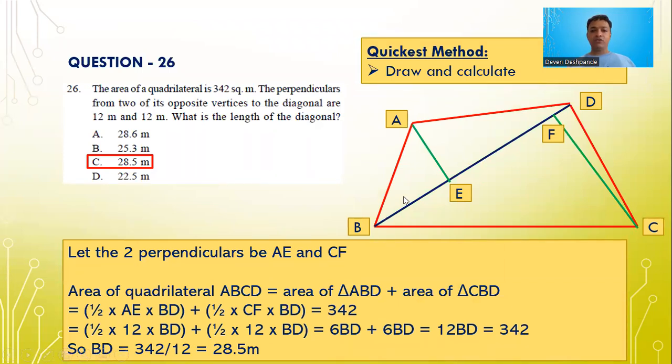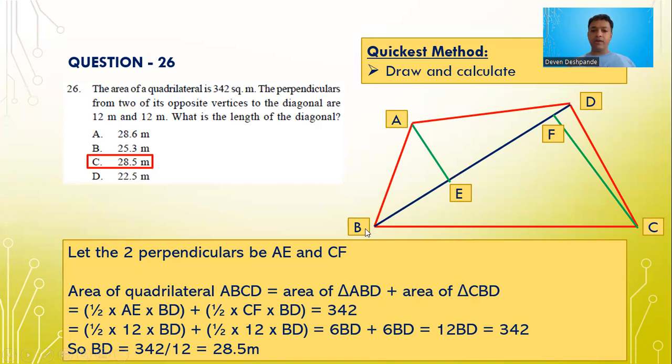Now, what is the area of this whole quadrilateral ABCD? The area of the whole quadrilateral is the area of triangle ABD plus the area of triangle DCB, isn't it? What is the area of triangle ABD? It is half into base, which is BD, into altitude AE. What is the altitude? Altitude is 12. What is the area of triangle BDC?